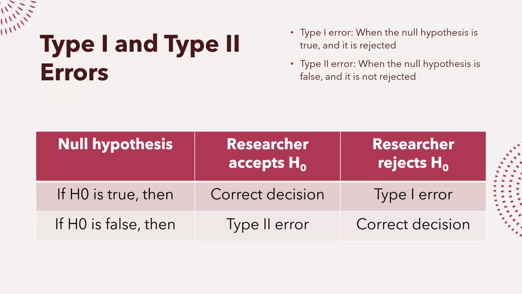A type 1 error occurs during hypothesis testing when a null hypothesis is rejected, even though it is accurate and should not be rejected. A type 1 error is a false positive, leading to an incorrect rejection of the null hypothesis.